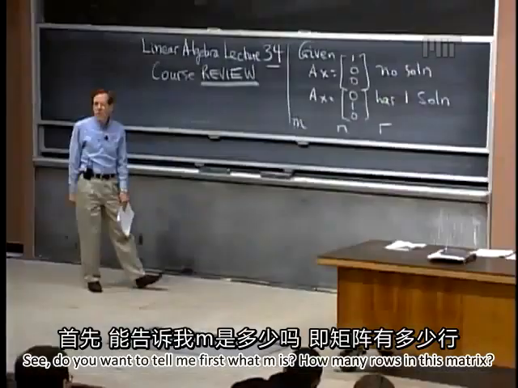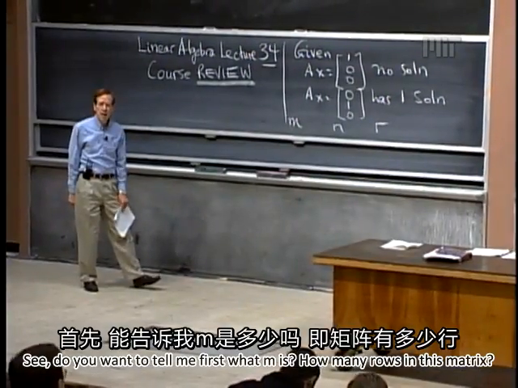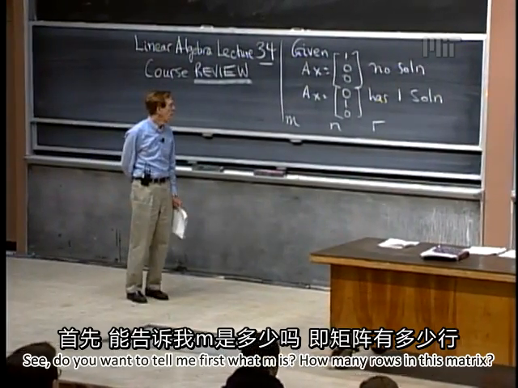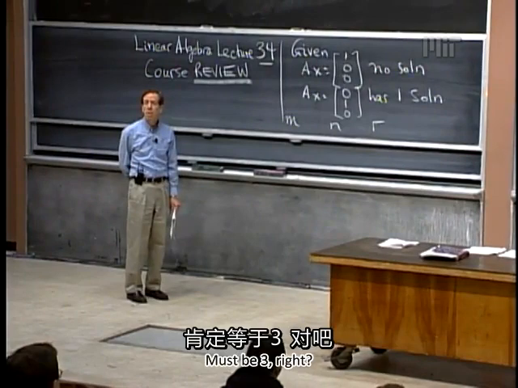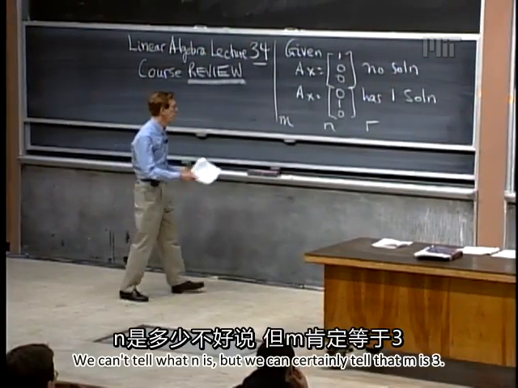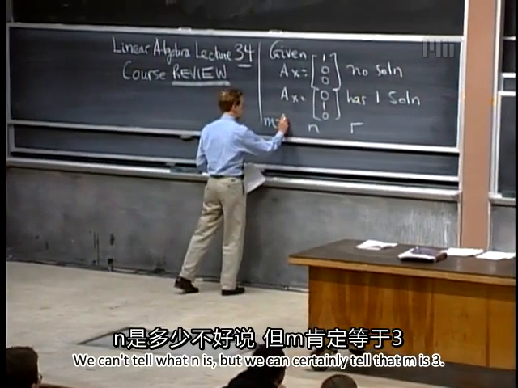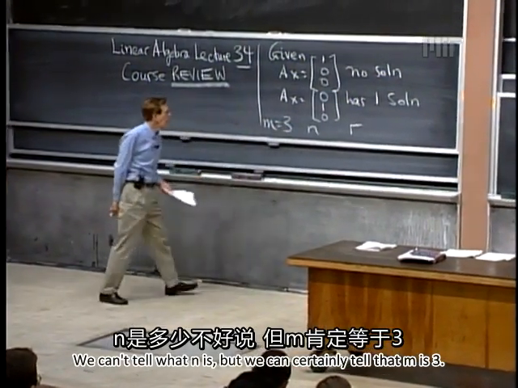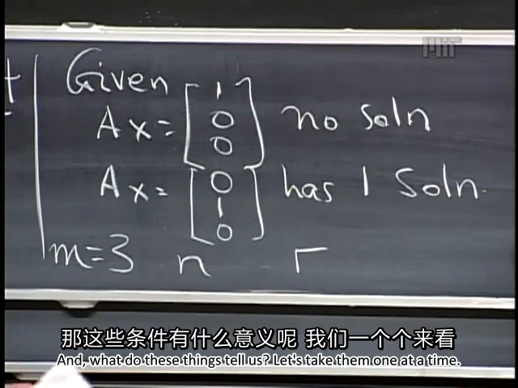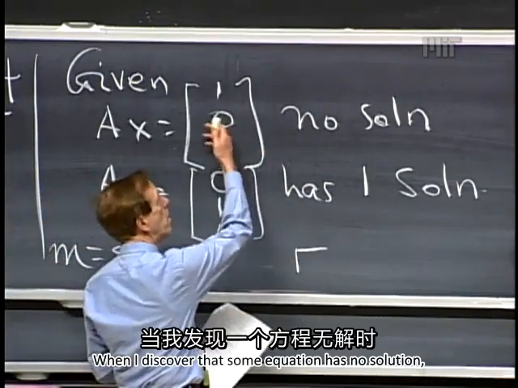Do you want to tell me first what M is? How many rows in this matrix? Must be 3, right? We can't tell what N is, but we can certainly tell that M is 3. Okay. So what do these things tell us? Let's take them one at a time.